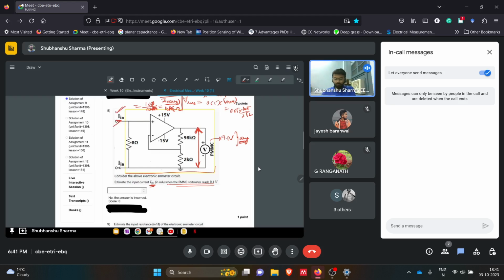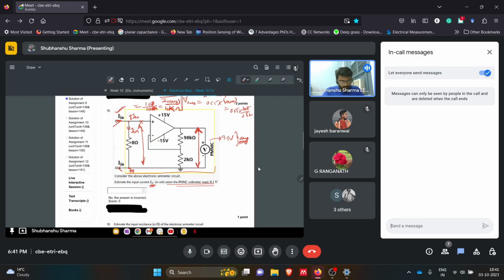So what will we do? I input is going from this, that we all know, because there will be no current there. And if I in is flowing out from this, then the voltage drop across this branch will be 8 into I in, if we consider this as reference, that is ground.